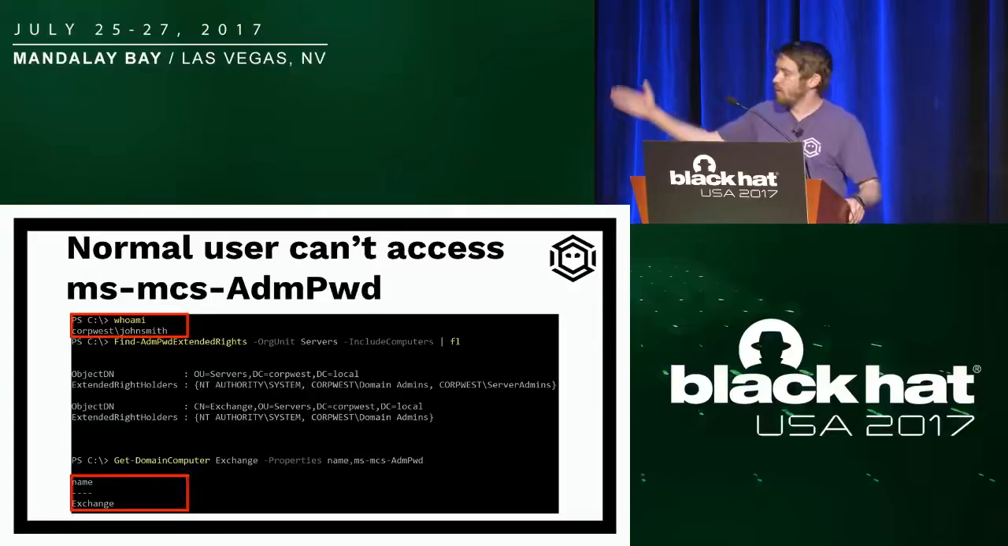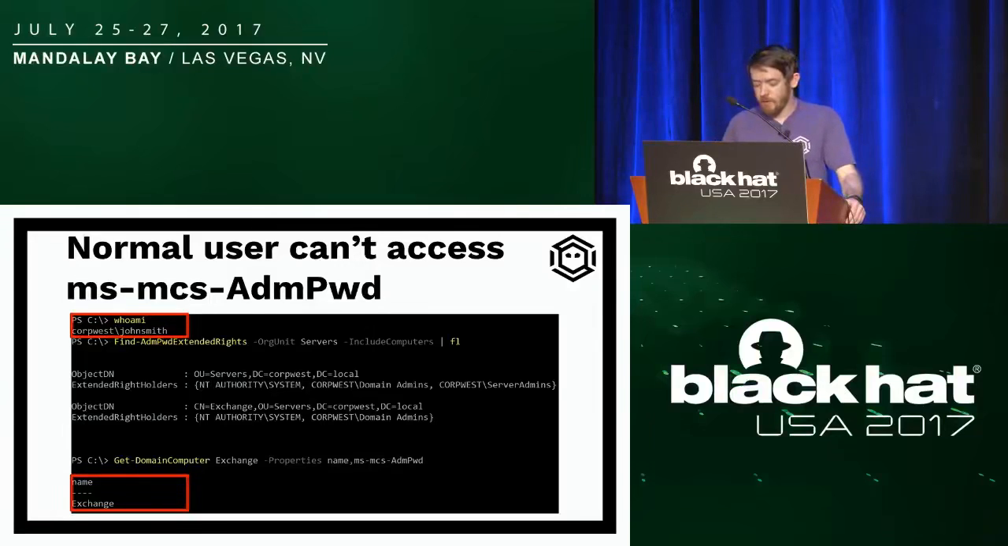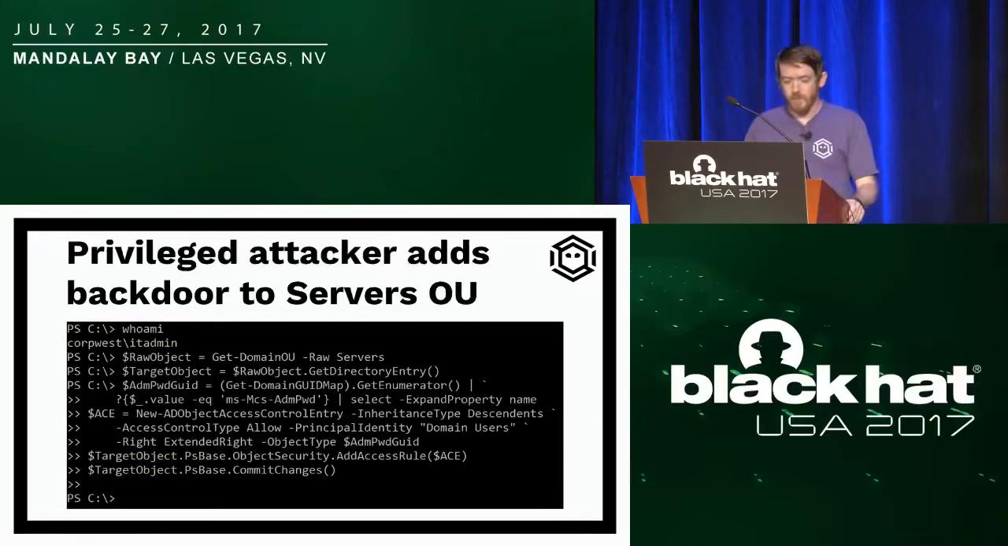So example. A normal user can't read the ms-Mcs-AdmPwd password. This is what we want. This is normal. So we have John Smith. He can't, at the bottom there, Get-ADComputer for exchange. He can't actually read the password. And you see, running that LAPS cmdlet to find admin password rights for servers, under extended rights holders, we have system, domain admins, and server admins. So that shows that John is not part of server admins because he doesn't have that group delegated right.